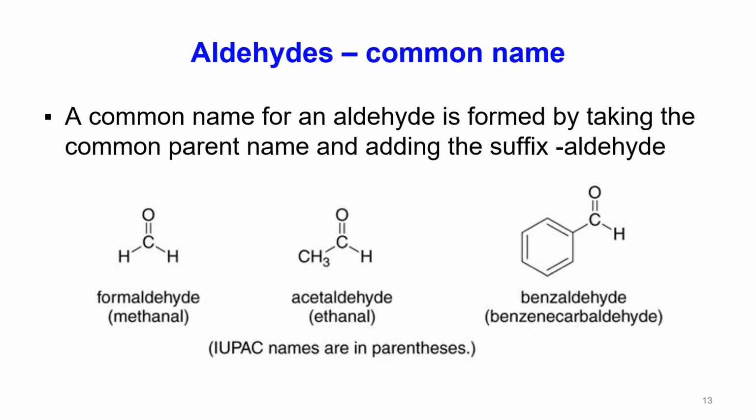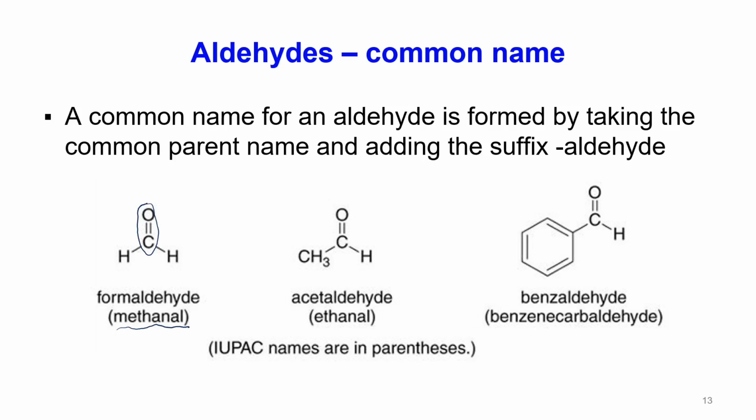Common names for aldehydes. A common name for an aldehyde is formed by taking the common parent name and adding the suffix aldehyde. Look at this structure. This structure has carbon double bonded to oxygen and has two hydrogen atoms, one on each side. The IUPAC name for this structure is methanal, and the common name for this structure is formaldehyde.